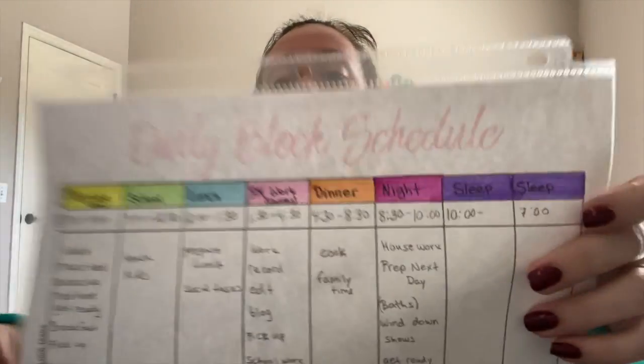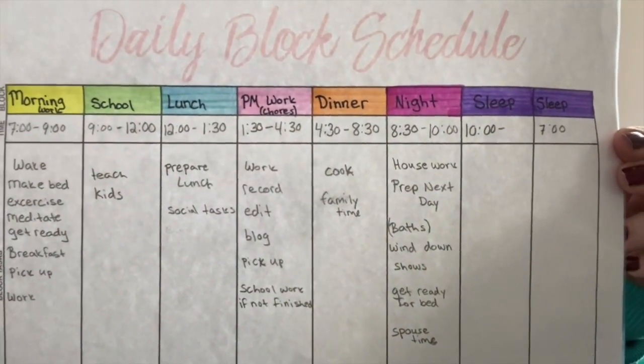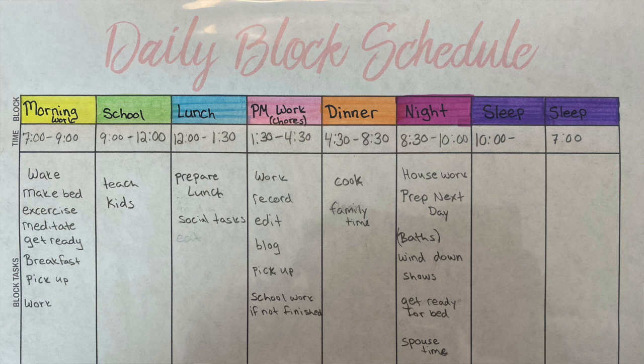So this is what my block schedule looks like. I will give you a better view, but I'm just going to go over it really quickly. My first block is my morning block, and it's from 7 a.m. to 9 a.m. These are just random things that I wrote down. Some of it gets done, some of it doesn't get done. That is okay. Wake up, make bed, exercise, meditate, get ready, breakfast, pick up the house, and work.